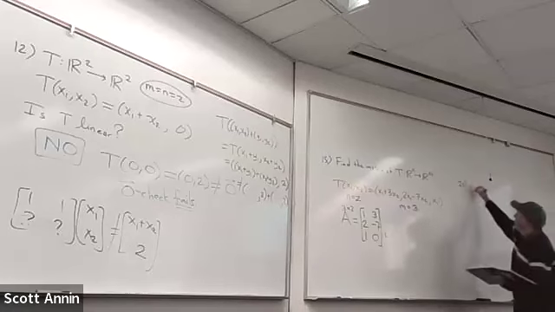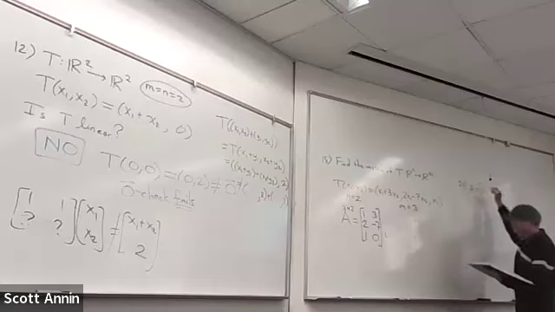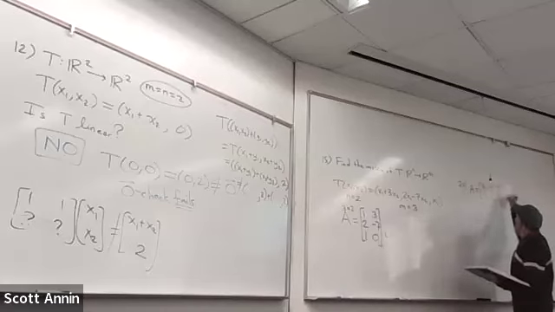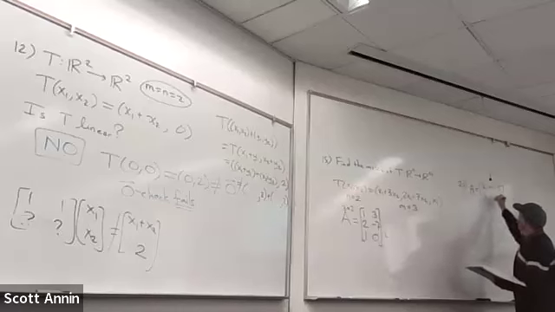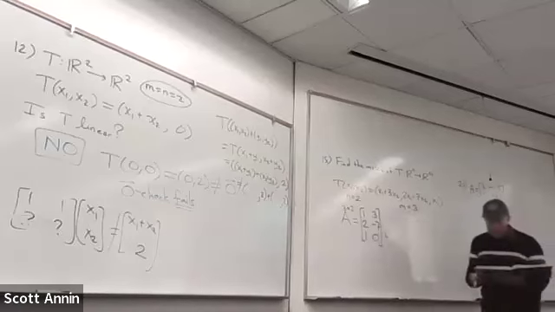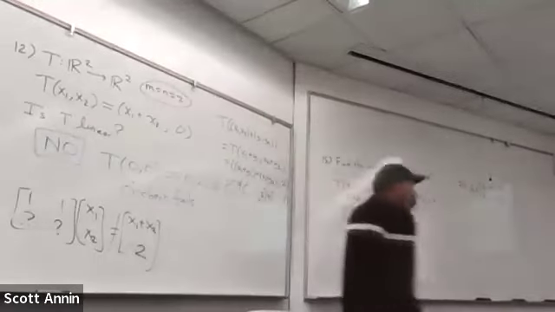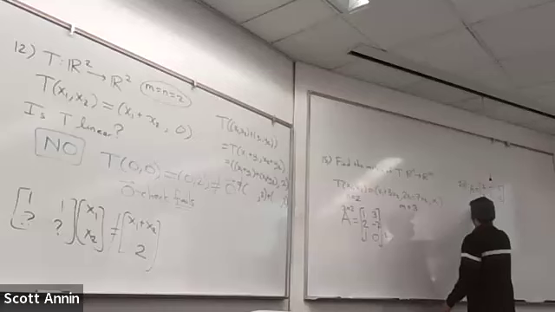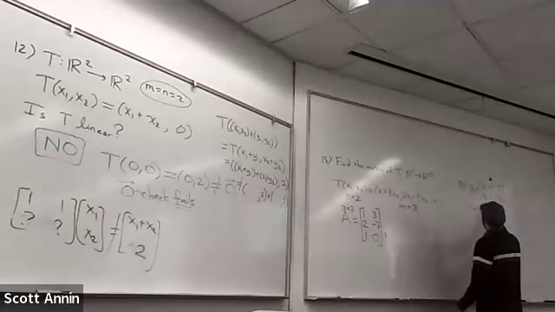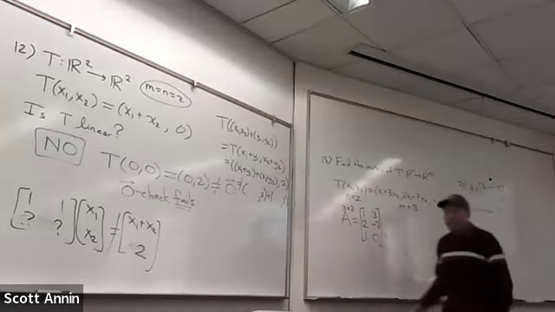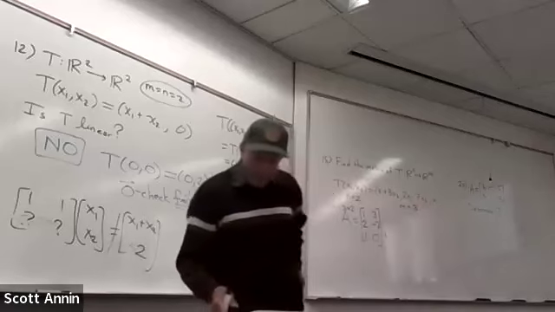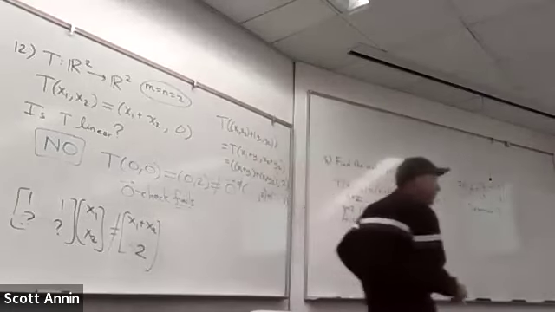This one, they give you the matrix: 2, -1, 5, and 3, 1, -2. They give you the matrix and they ask you to determine T. So the question is asking you to determine T. In other words, they want you to find the formula for T.